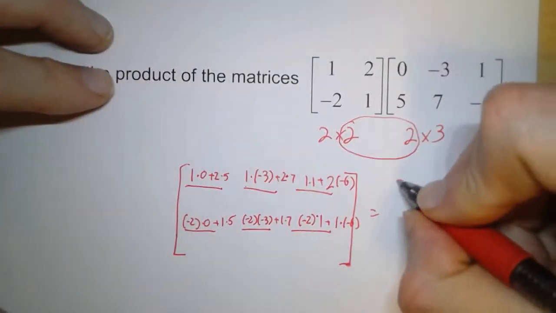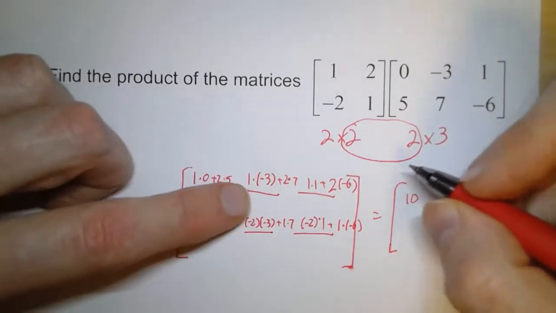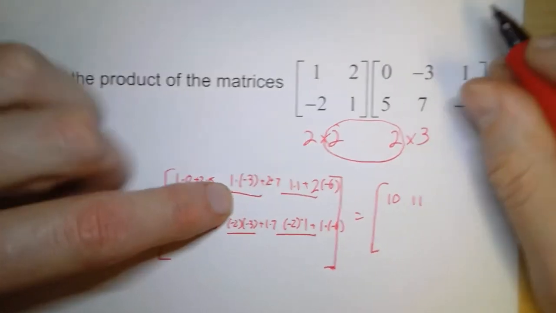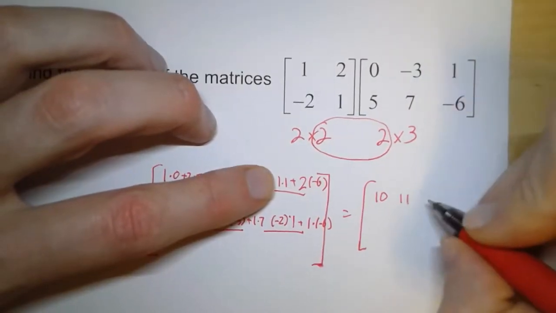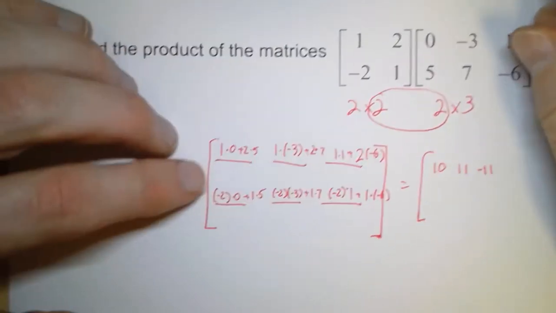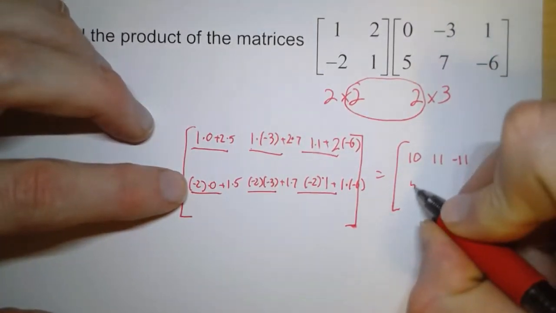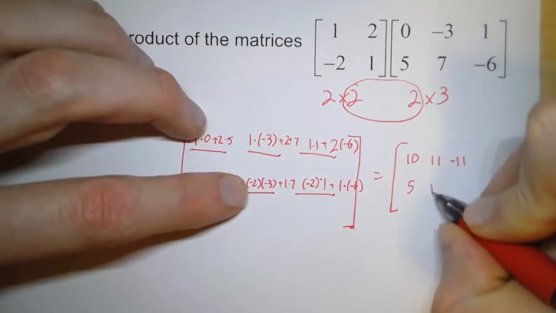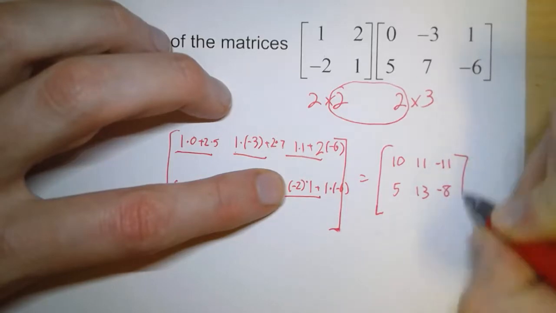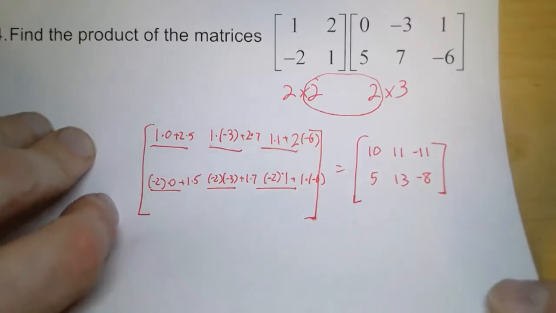All right. So in the first row, I have 0 plus 10. That gives us 10. Then I have negative 3 plus 14. That's 11. Then I have 1 plus negative 12. So that's negative 11. Down on the second row, I have 0 plus 5. I have 6 plus 7, 13, and then negative 2 plus negative 6 is negative 8. So there is our matrix product, a 2 by 3 matrix.